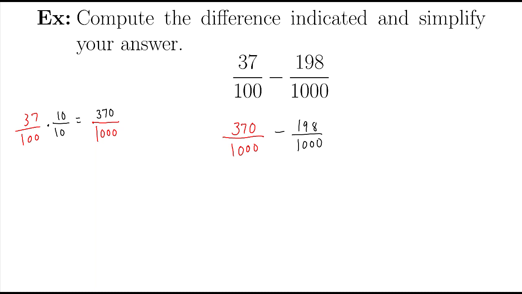So 370 minus 198 is 172 over 1,000. I'm going to double check that real quick, although I feel pretty good about it. 172, right? Then 172 over 1,000. I know I can simplify that. How do I know? Well, I have an even number here and here. If two numbers are even, you can divide by 2. So I'll divide by 2. And if I divide that by 2, that's 86.